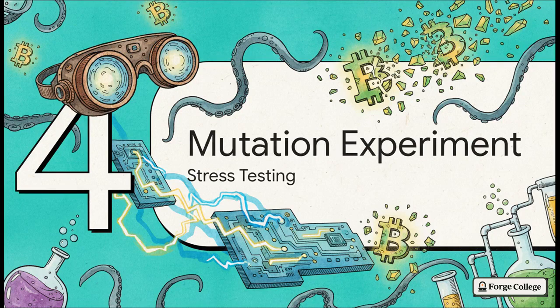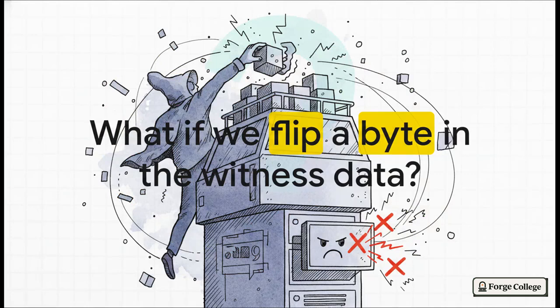All right, Section 4, the mutation experiment. It is time for some stress testing. This is where we get to put on our metaphorical mad scientist goggles. We've built this perfect transaction, and now we're going to try to break it. Seriously, what happens if we intentionally flip just a single byte in the witness data?